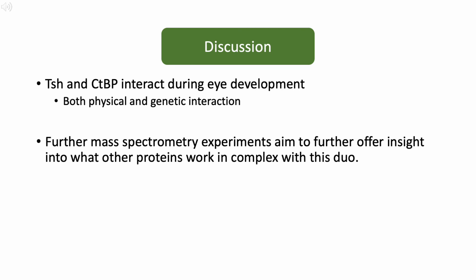Now, what we can gather from the data that I've presented to you all today is that there is most definitely an interaction during eye development between the transcription factor t-shirt and the transcriptional co-regulator CtBP. And so this physical and genetic interaction has been evidenced by the genetic epistasis, co-immunoprecipitations in Western blots, and GST pull-down assays that I performed. And so some future aims in my lab is to use mass spectrometry to further offer insight into what other proteins are working with t-shirt and CtBP in complex to regulate transcription and therefore development.